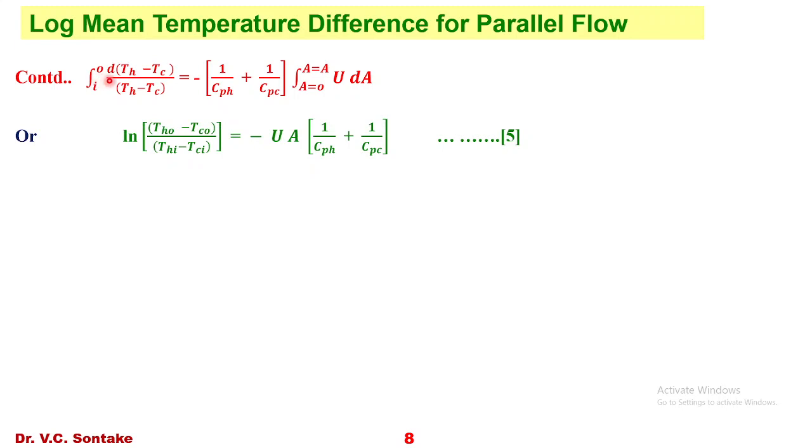Now after integrating and putting the boundary condition, I will get the expression as log of THO minus TCO over THI minus TCI is equal to minus UA into 1 over CPH plus 1 over CPC. So how will this come?